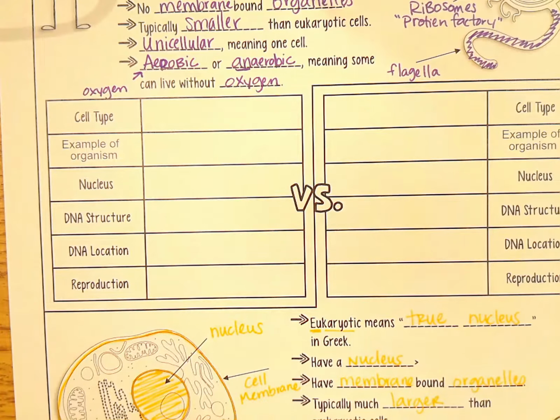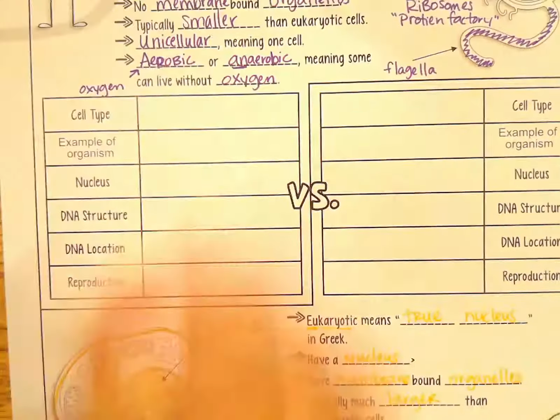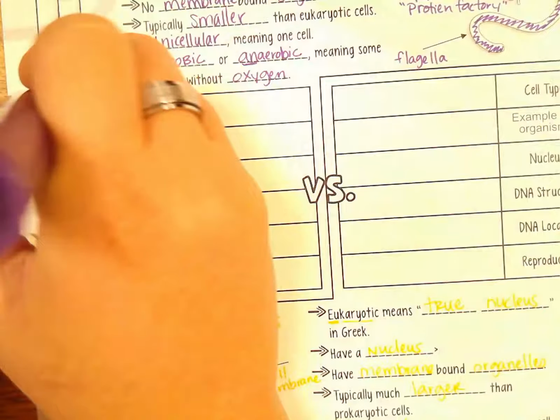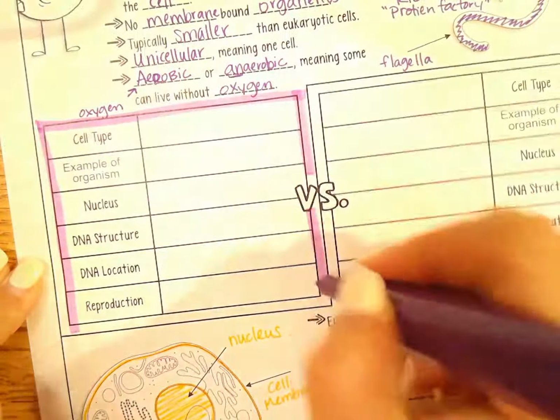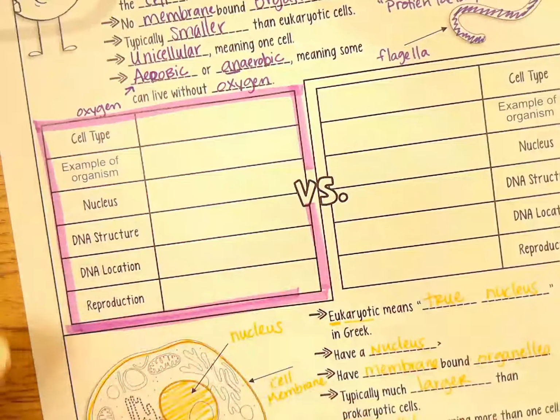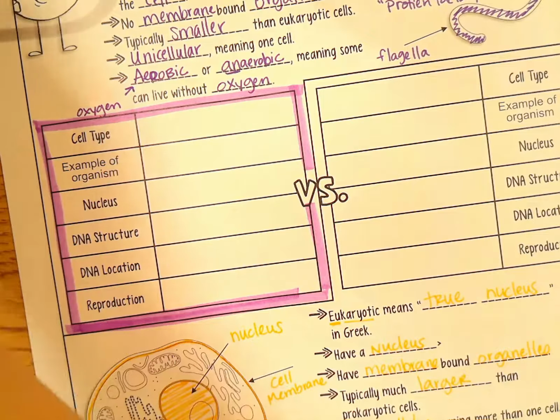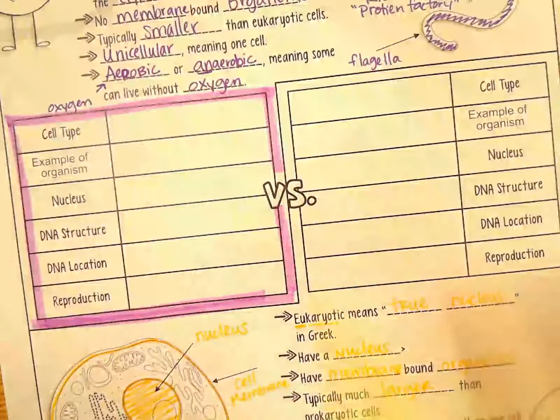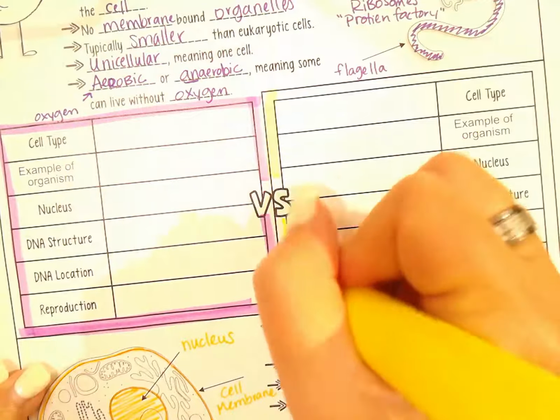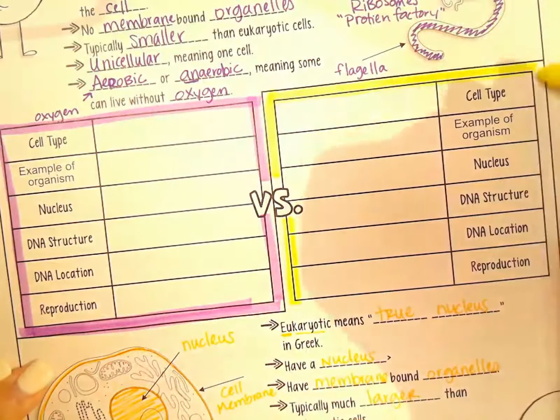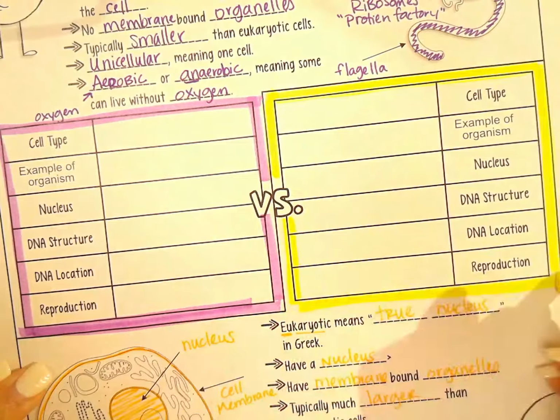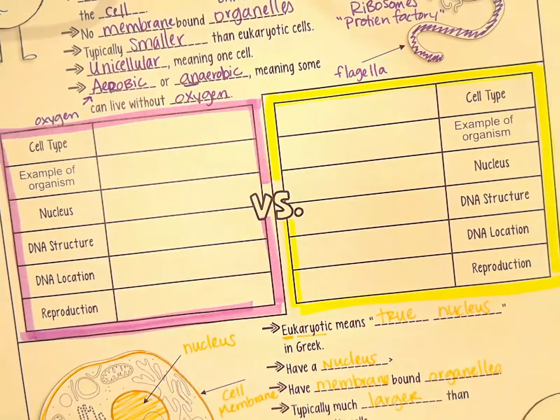All right, so now that we've gone over eukaryotic and we've gone over prokaryotic, let's make a chart to help keep track of everything. So I'm going to use the left side as my prokaryotic, my purple, and my right side is going to be yellow for my eukaryotic characteristics. Okay? So we're going to use the information I just went over to fill in our table.